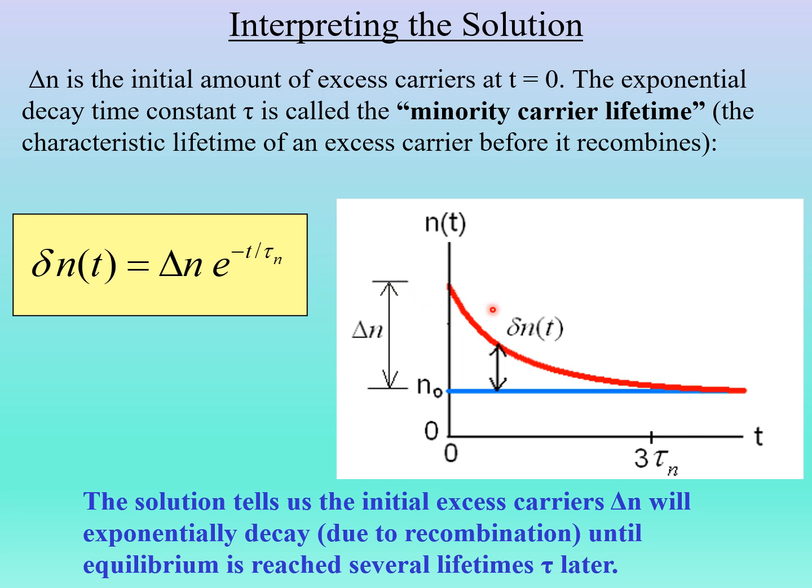What's kind of interesting here is that this lifetime, tau, is the decay constant. It basically gives us the rate of decay. We see that most of the excess electrons have returned back to 0, so we're at equilibrium within maybe 3 or 4 lifetimes. So it takes a few lifetimes, but after a few lifetimes, the number of excess electrons has decayed back to 0.